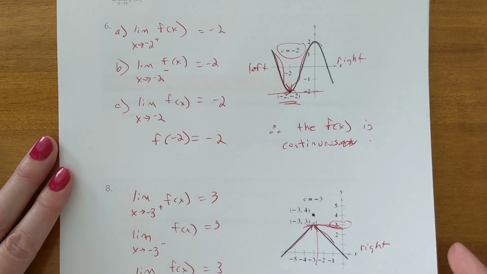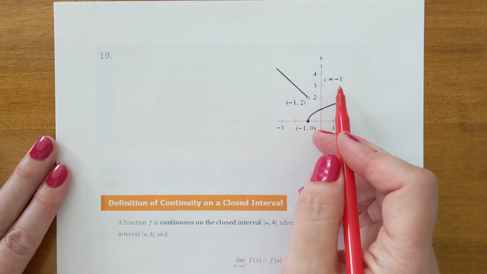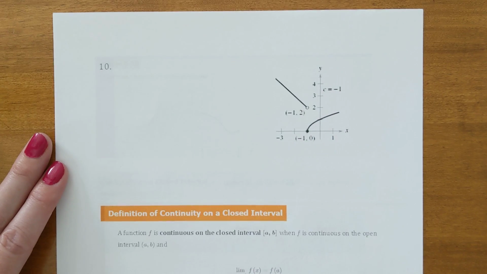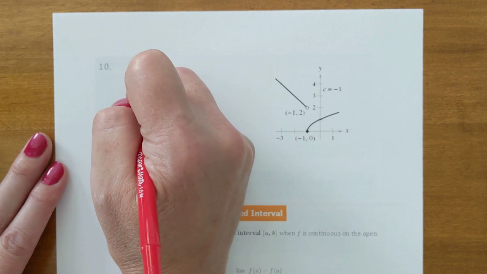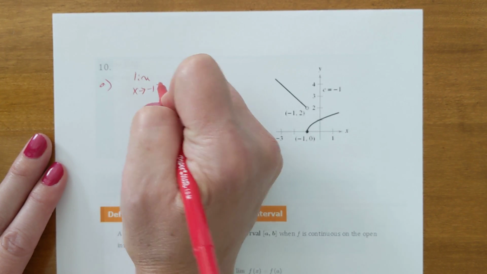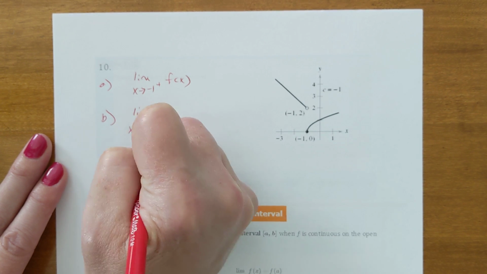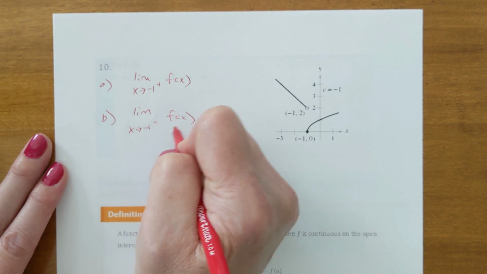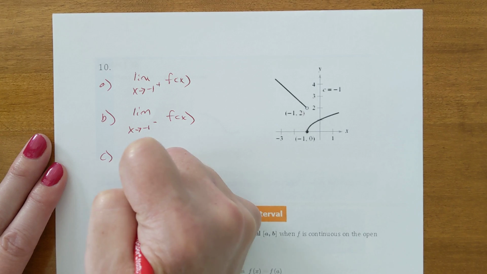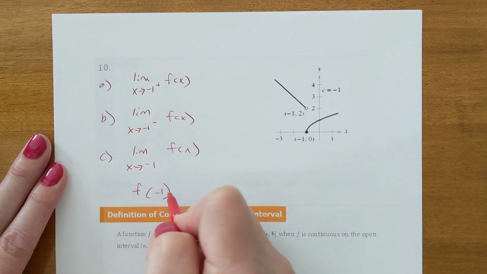So same question here on number 10. The c value this time is -1. You can see just looking at it, it's not continuous, but we're supposed to say why mathematically using that definition. So letter A, the limit as x approaches -1 from the right. Then on B, the limit as x approaches -1 from the left. So then what is the limit? And then last of all, we want to find f of -1.